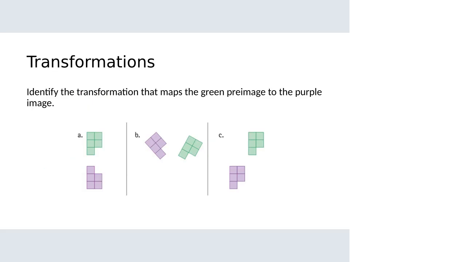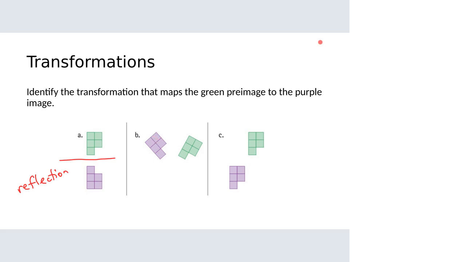A little bit more with transformations. Identify the transformation that maps the green pre-image to the purple image. So we're starting with the green and we're finishing with the purple, and we just want to figure out what it is that's happened here. And as I look at this one, I can see that's been reflected across that horizontal line. The one in the middle, you might instantly think, well, it's not a reflection, because if you want to think of this as a face, the face would have to be looking the other direction. So it's not a reflection.